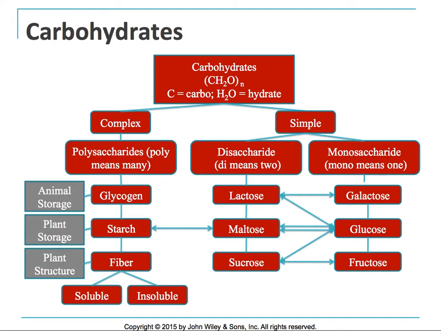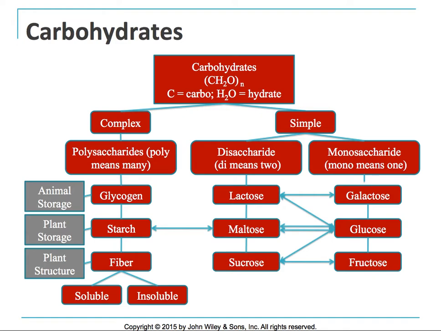Then we show how those can be referred to as complex or simple carbohydrates, what it means to be a complex carbohydrate, what it means to be a simple carbohydrate, and examples of both. We have glycogen, which is the animal storage of carbohydrate. We have starch, which is the plant storage, and we have fiber, which makes up the plant structure.